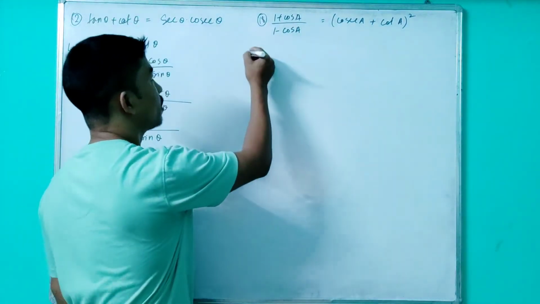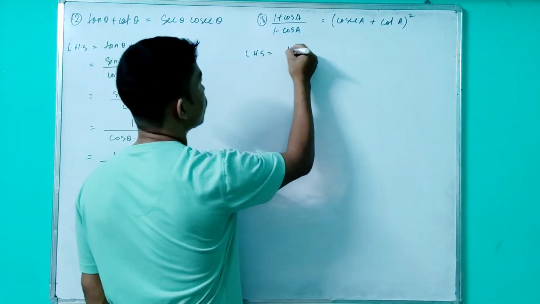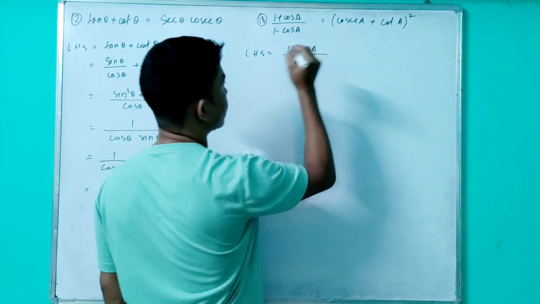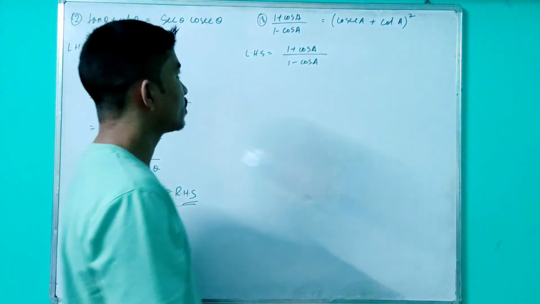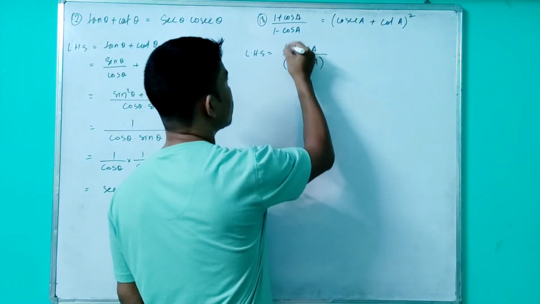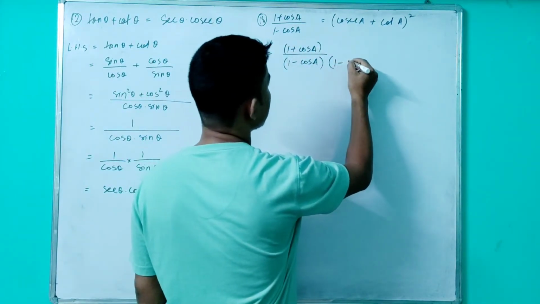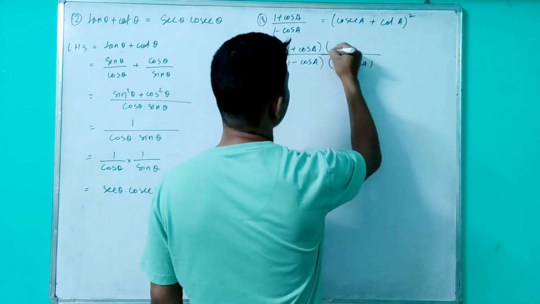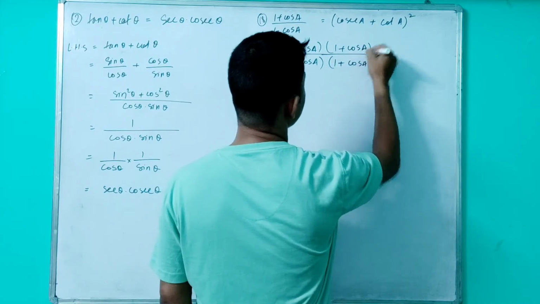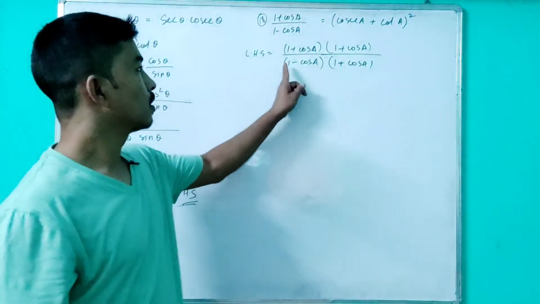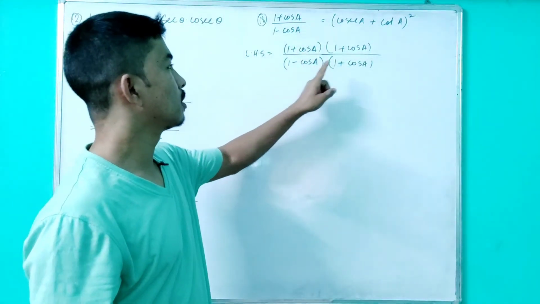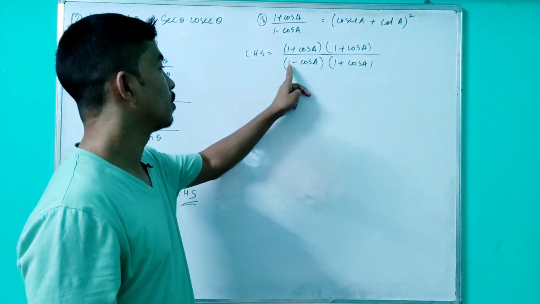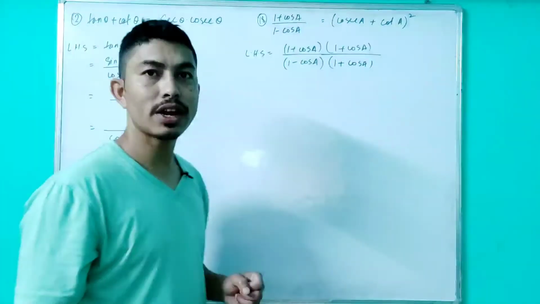Okay, so again here too I will begin with the left hand side. So on the left hand side I have 1 plus cos a divided by 1 minus cos of a. So now what I will do is multiply both the numerator and denominator by 1 plus cos of a. Why am I doing it so? Because a minus b into a plus b gives me the formula a square minus b square. So here it will be 1 minus cos square a, which will be equal to sin square a.